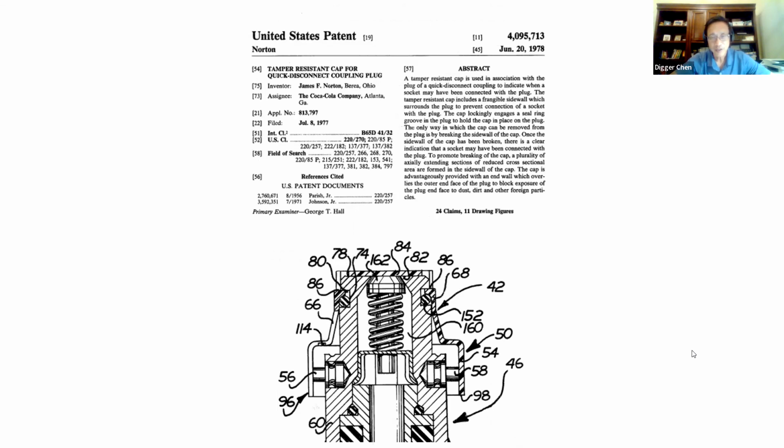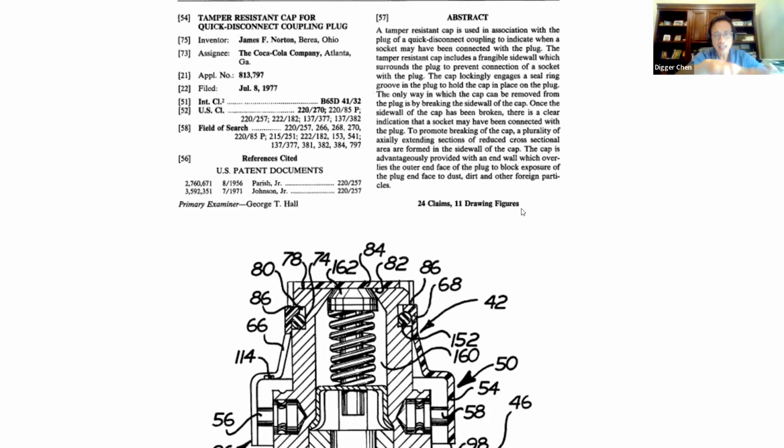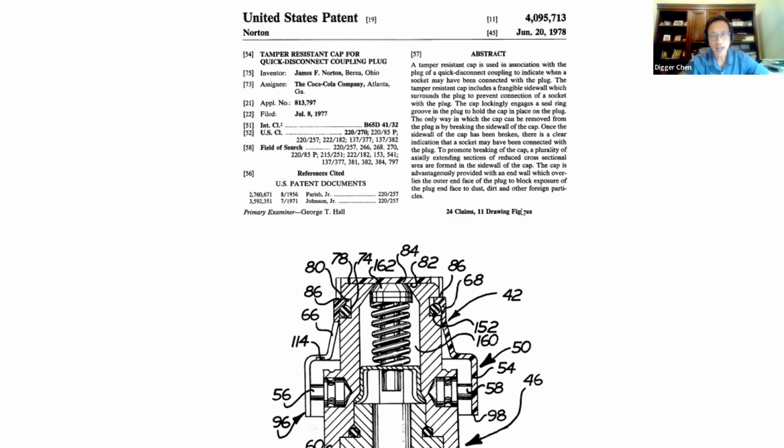Utility patent. You can see here the assignee is the Coca-Cola company. And this patent talks about a cap called tamper resistance cap for quick disconnect coupling plug. So it's some kind of like a wine bottle, but in the old days, they had this tamper resistance. That patent was issued in 1978. This is also an old patent. I just want to show you Coca-Cola, all these kinds of patents.